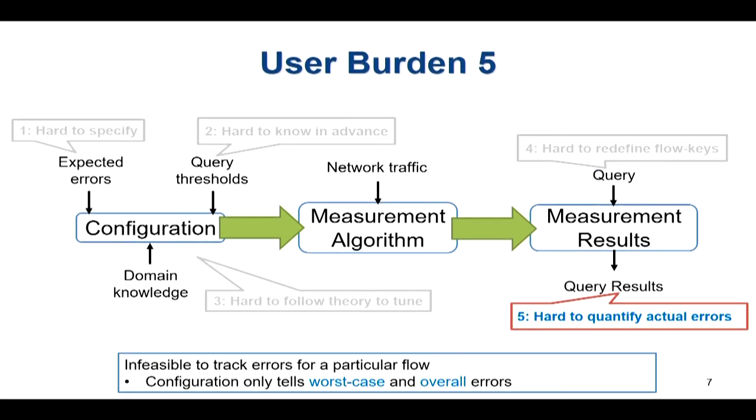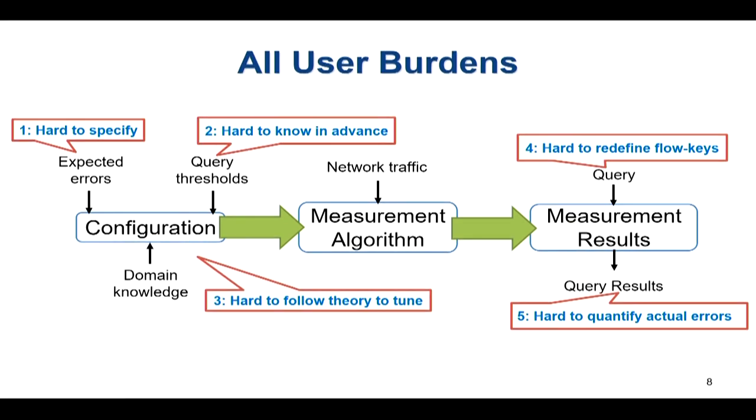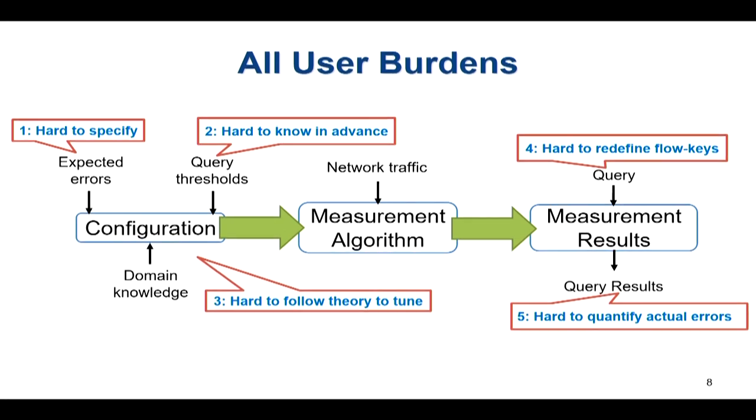And finally, we find that the user-specified errors are only predefined for overall flows. However, flows exhibit different errors in practice. For example, a flow may be very lucky in that it has no hash collisions with others. In this case, this flow has zero error. However, existing approaches fail to quantify such actual errors of individual flows. So these are the five user burdens we identify, and we want to address them.